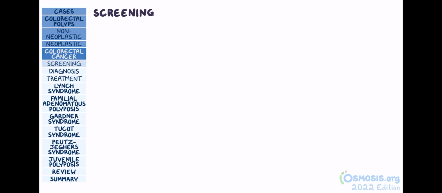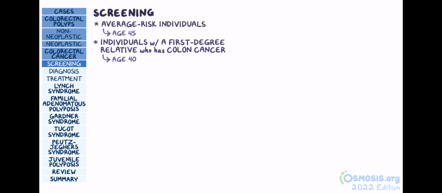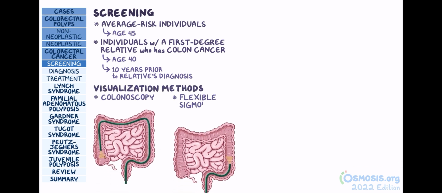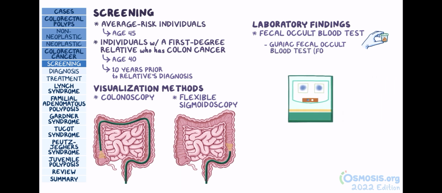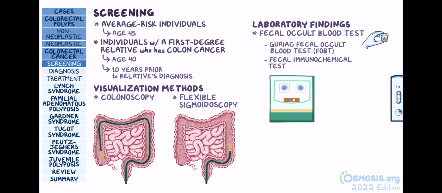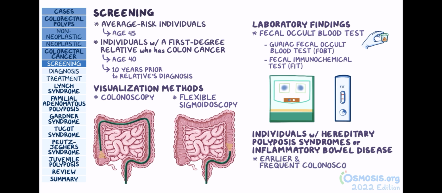Now, as far as screening goes, you should screen average risk individuals at the age of 45, while individuals with a first-degree relative who has colon cancer should be screened at the age of 40, or 10 years prior to their relative's diagnosis. Screening includes visualization methods, like colonoscopy and flexible sigmoidoscopy, and laboratory tests, like fecal occult blood test, which is further subdivided into Guaiac fecal occult blood test, or FOBT, and fecal immunochemical test, or FIT for short. On the other hand, individuals with hereditary polyposis syndromes or inflammatory bowel disease have different guidelines for screening, like earlier and more frequent colonoscopies.